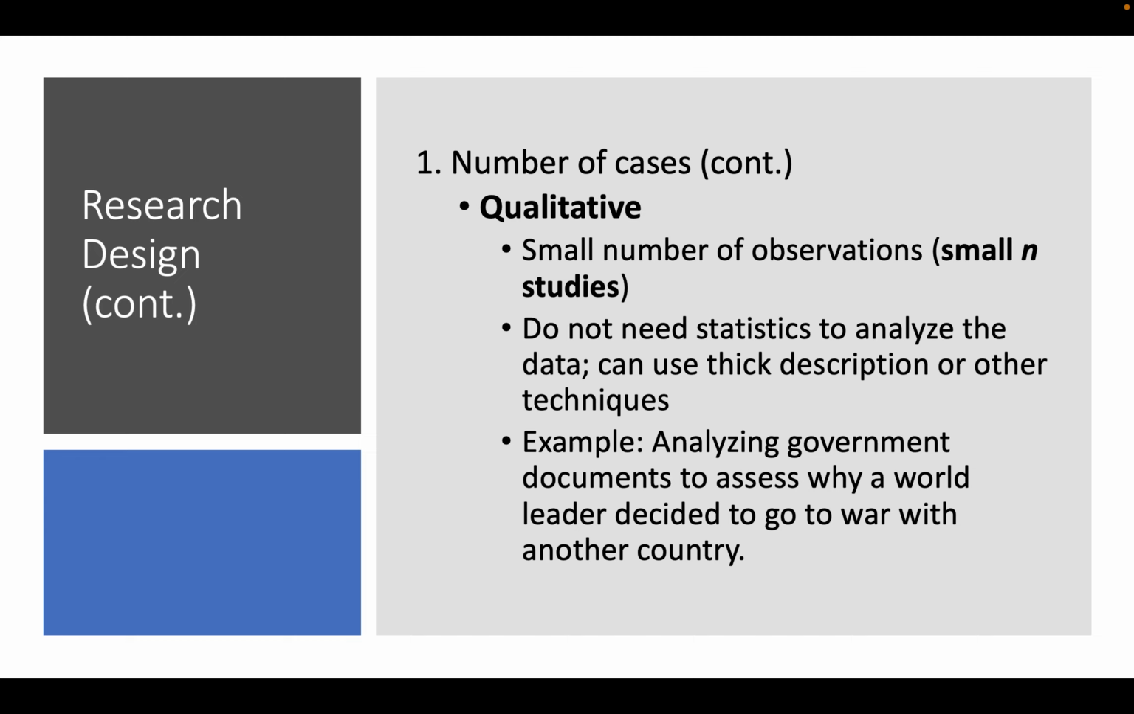An example of a qualitative design might be in archival research, analyzing government archives and government documents to assess why a world leader decided to go to war with another country, or why that leader did not go to war with another country. So you can kind of come at it from two different angles. But the idea is that we're not quantifying this thought process, or this political process, or a sociological process, or whatever term we're going to use. Instead, we're going to look through documents and try to piece together a causal chain of reasoning. And that's called qualitative research design.